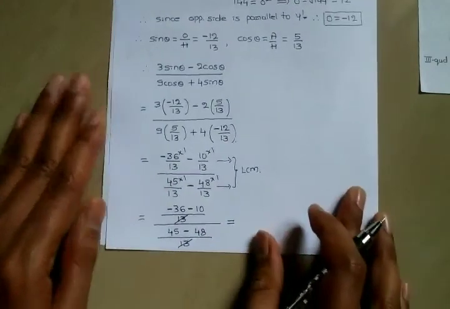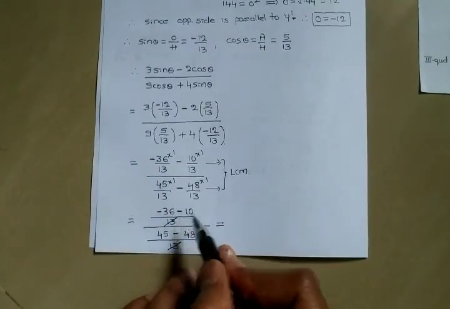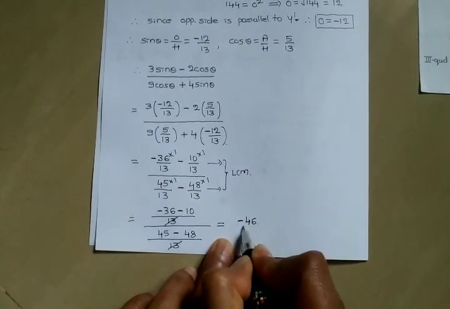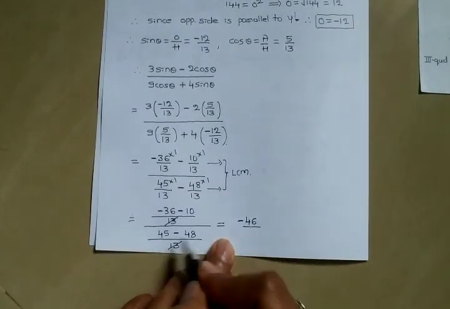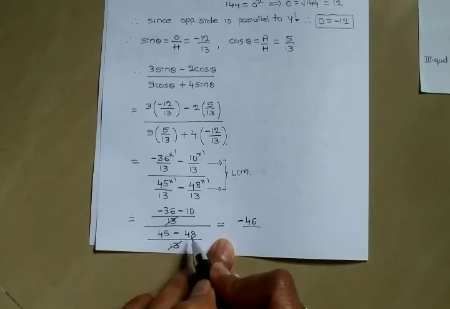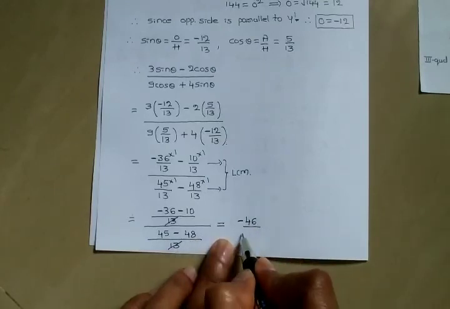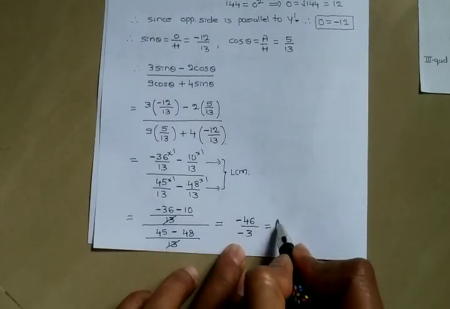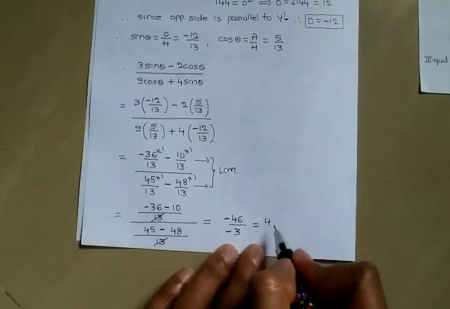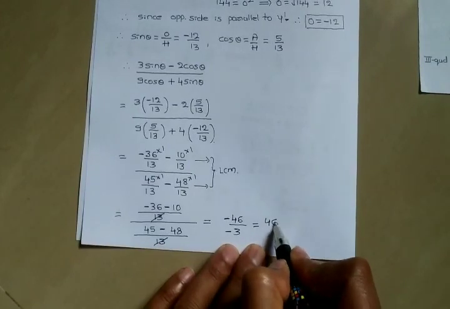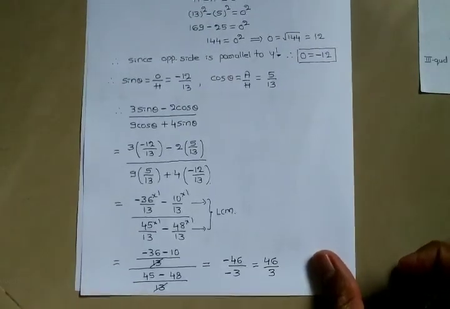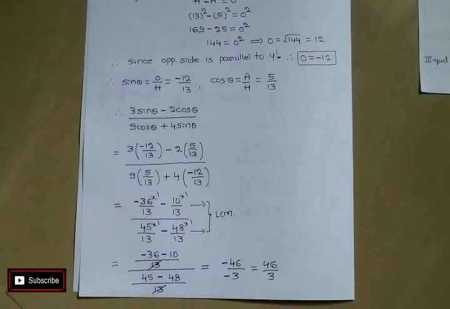So this is equal to minus 36 minus 10, which is minus 46, divided by 45 minus 48, which is minus 3. Correct. So minus divided by minus is plus. Therefore the final answer is 46 divided by 3. So this is how you need to find out the value. Thank you.